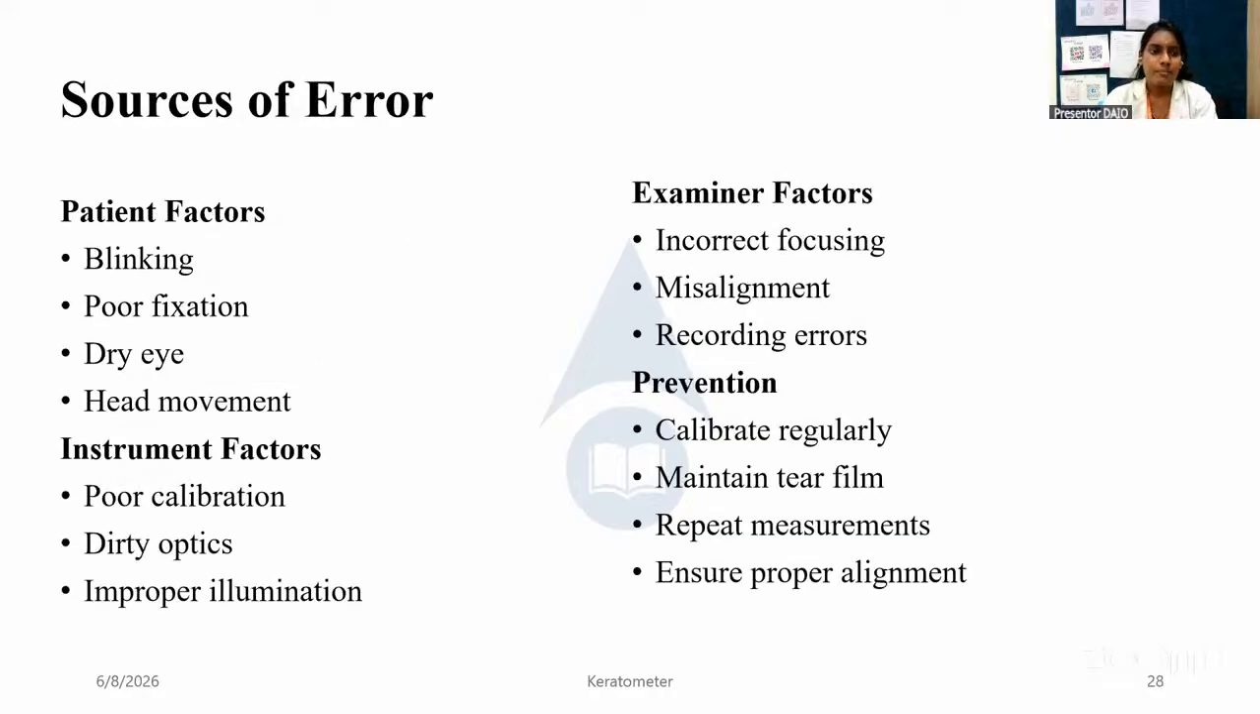Sources of errors. Patient error: frequent blinking, poor fixation, dry eye, head movement. Instrument factors: poor calibration, dirty optics, improper illumination. Examiner factors: incorrect focusing, misalignment, recording errors. To prevent these errors, calibrate it regularly, maintain tear film, repeat measurement, and ensure proper alignment.